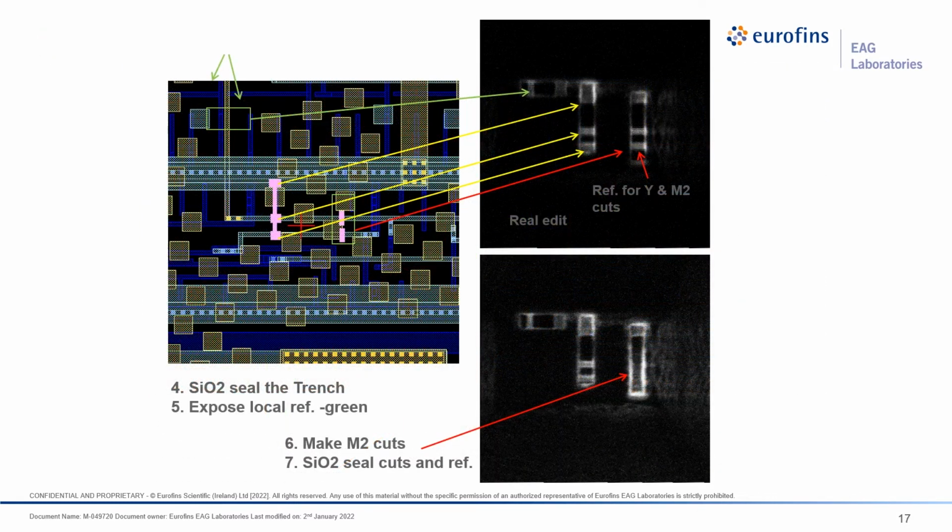And then what we're able to do is we seal the entire thing with SiO2 again in order to get rid of the possibilities of shorts and leakage. And then we go in and cut the green box, and then we make our M2 cuts, and then we can seal the entire thing again with the SiO2 to reduce any chances of leakage.